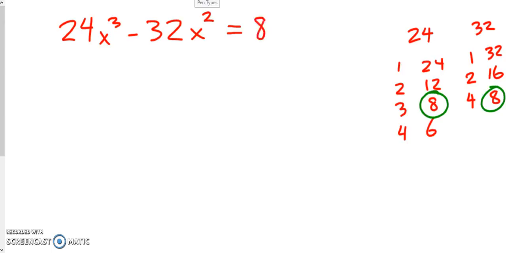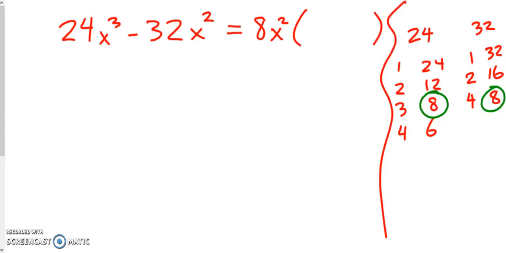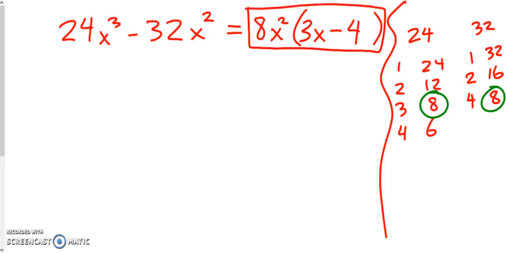And then I could look at x cubed and x squared, and the biggest number of x's I could pull out of that would be x squared. Now, 8 goes into 24 3 times. If I take x squared out of x cubed, I've got x left over, minus, and then 8 goes into 32 4 times, and then x squared is gone. So this is the factored form of the expression I gave you.